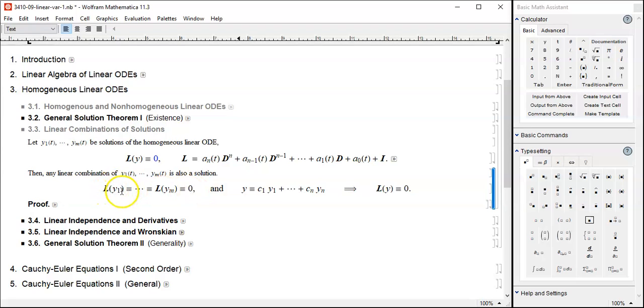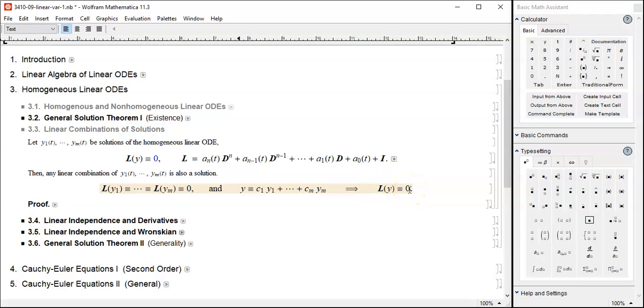In other words, L of y1 is 0, L of y2 is 0, all these, L of ym is equal to 0. And whenever you have a linear combination, this number doesn't have to be equal to the order, so I should be using m instead of n. Sorry about that. Any linear combination is also a solution.